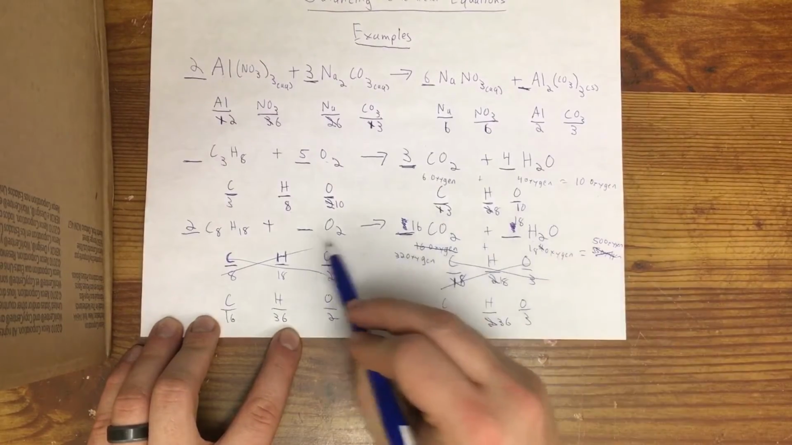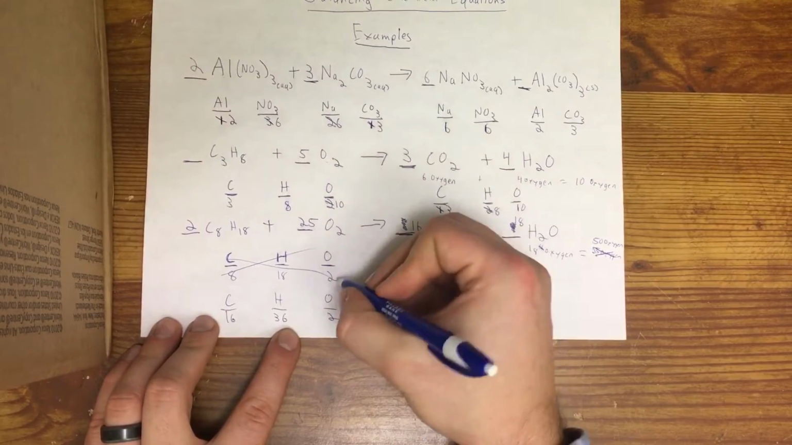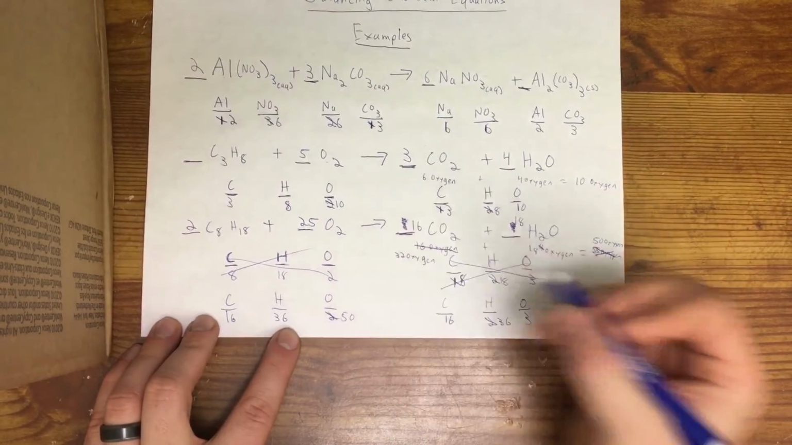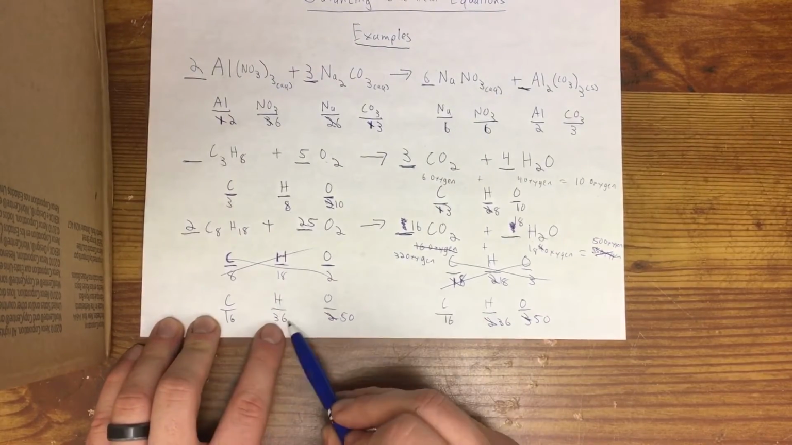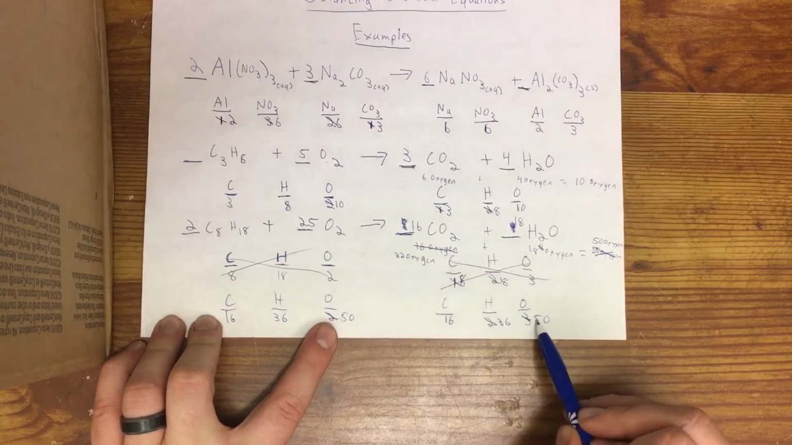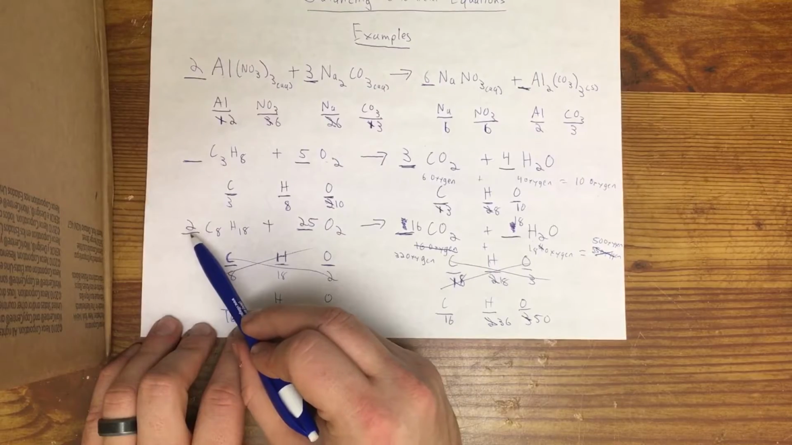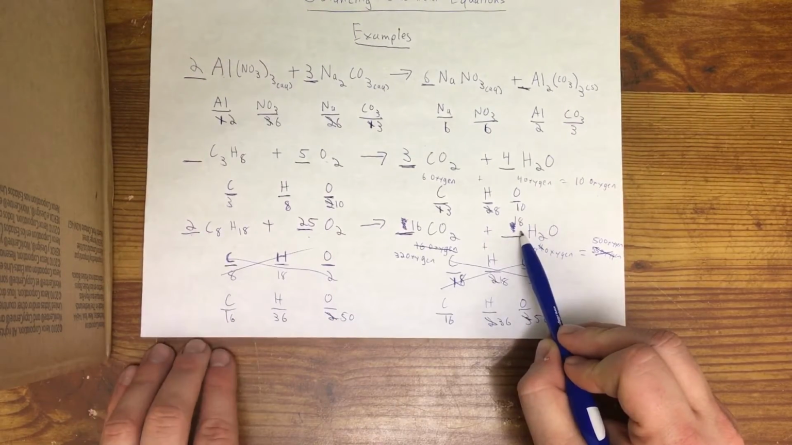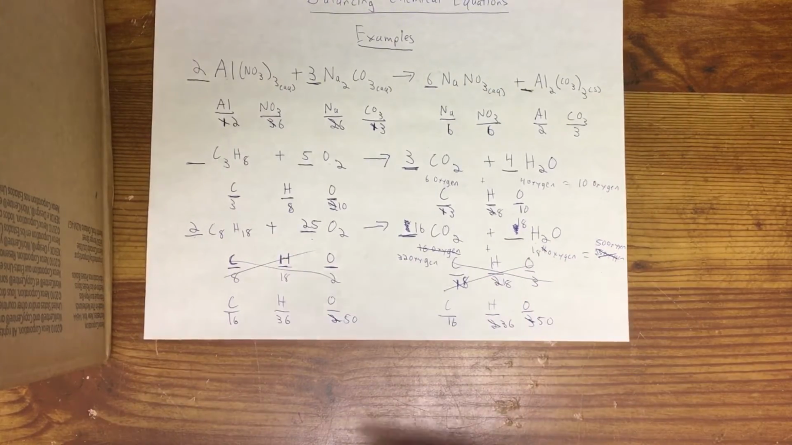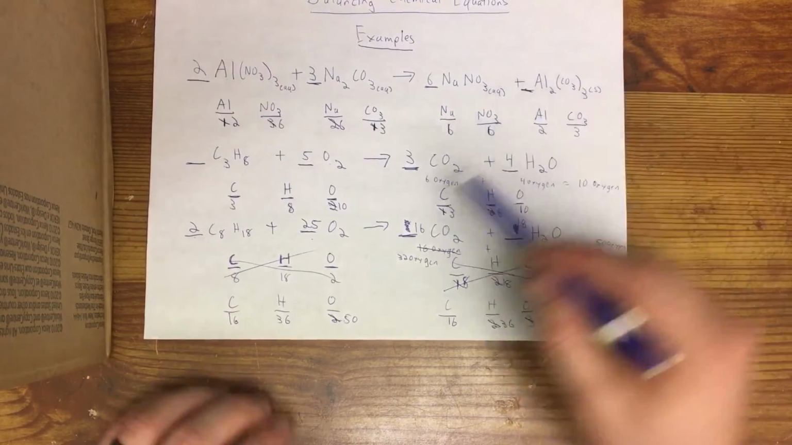We can make 50 oxygen on this side by taking this O2 and multiplying by 25, and that gives us 50 oxygen. So now we have 16 carbon, 16 carbon, 36 hydrogen, 36 hydrogen, 50 oxygen, 50 oxygen. So our equation is balanced with the coefficients being 2, 25, 16, and 18. Okay, hope that helps. That gives you some basis on some of the more difficult balancing equations that you'll run into. Most of them are pretty easy as long as you keep this table.